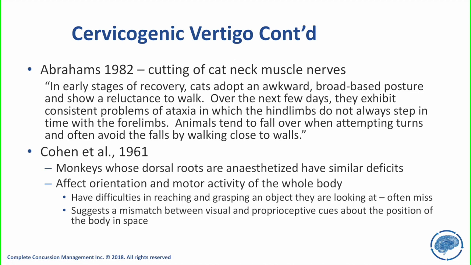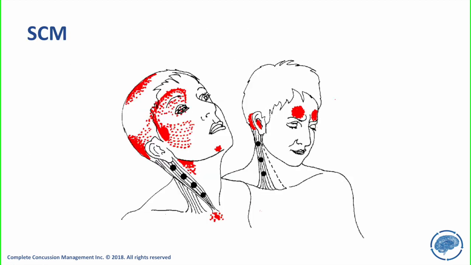Same thing with monkeys. Monkeys whose dorsal roots were anesthetized have similar deficits, affecting orientation and motor activity of the whole body, have difficulties in reaching and grasping objects they are looking at, and they often miss. This suggests a mismatch between visual and proprioceptive cues about the position of the body in space. And not to even mention cervical referral patterns into the head, I'm sure most therapists have seen these types of images. Various muscles and joints in the neck will refer pain into the head. A lot of patients that have these frontal headaches, oftentimes it just requires a little bit of tissue work to clear it up, but it also could be all these other issues as well.